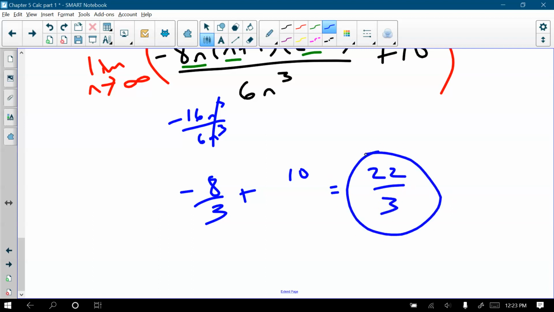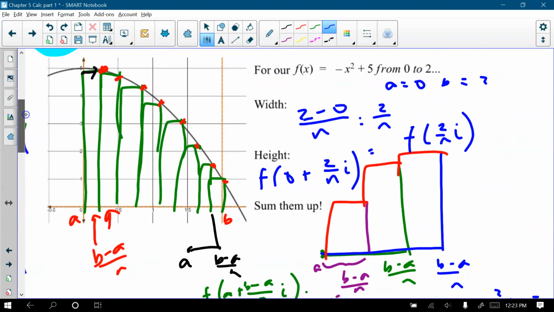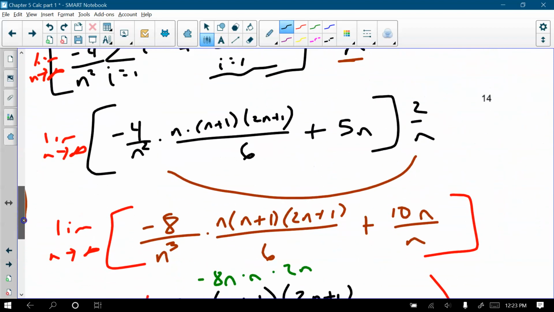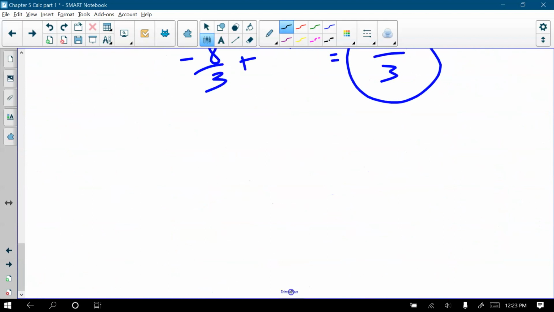That, my friends, is the exact area between the curve and the x-axis, a problem that has haunted mathematicians for years. Okay, that area is 22 thirds. Here's the cool part that Ms. Schwartz may not be happy with me showing you.